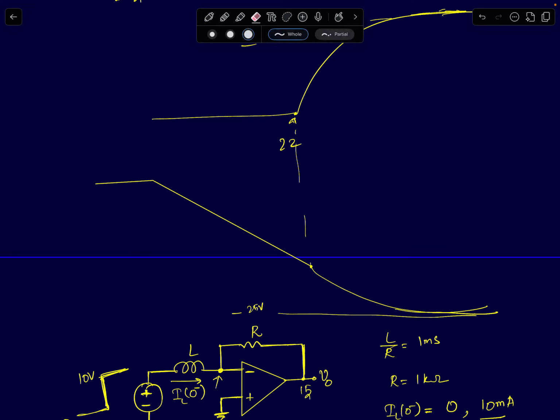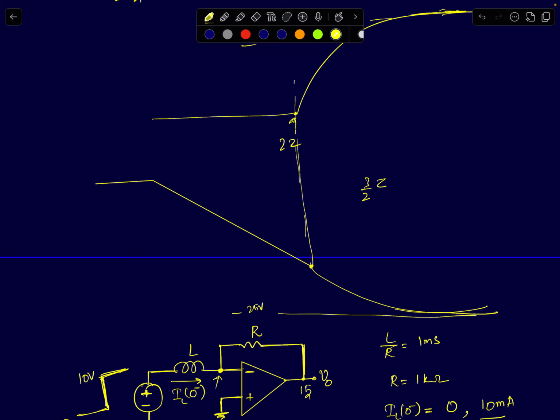The only thing is, in the previous example the saturation was happening just at 1.5 milliseconds, which is 3 by 2 time constants. Now it happens at 2 time constants. So initially, depending on the voltage across the capacitor, that transition can happen. That saturation point can happen anytime.